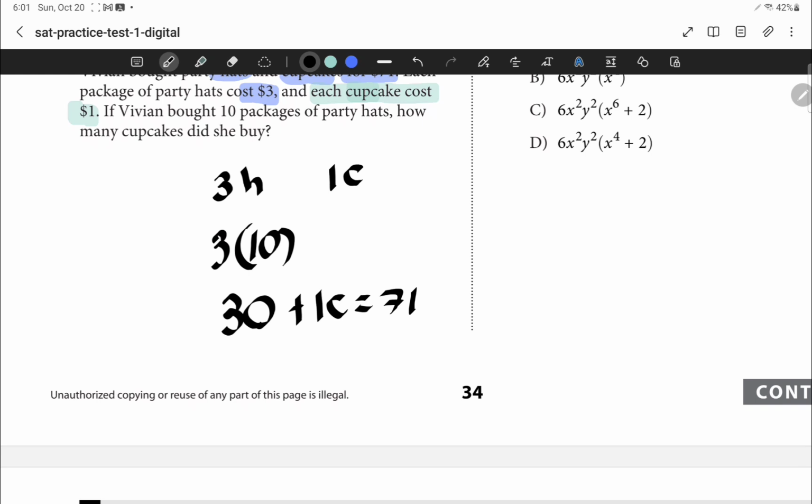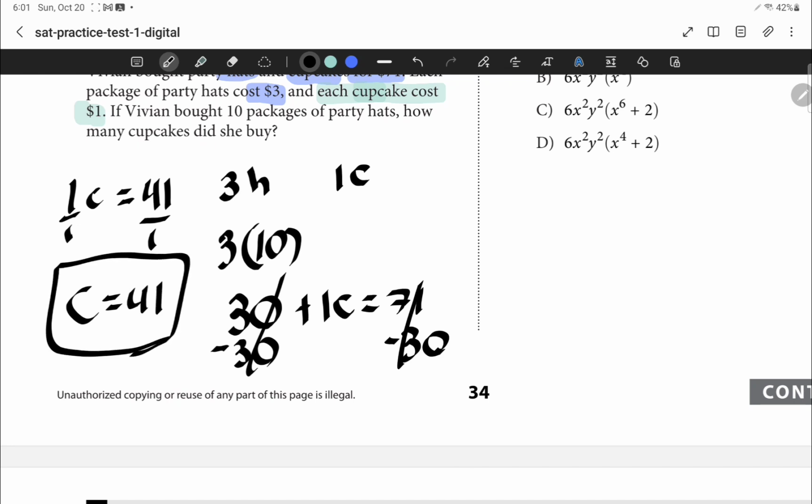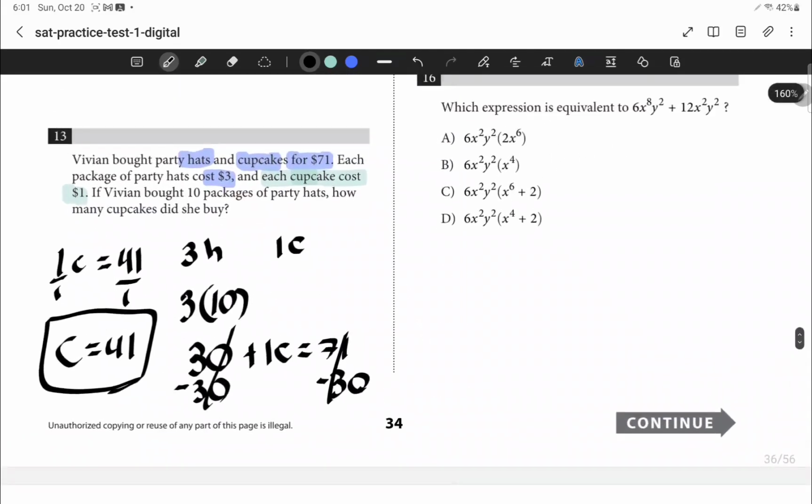Mathematically speaking, we're going to be subtracting the 30 from the $71. The reason we're doing that is because we already spent that money, right? So how much money do we have left? We have $41. Now if every cupcake costs $1, we divide this by 1. So we have a possibility of buying 41 cupcakes. Okay, so that is that one.